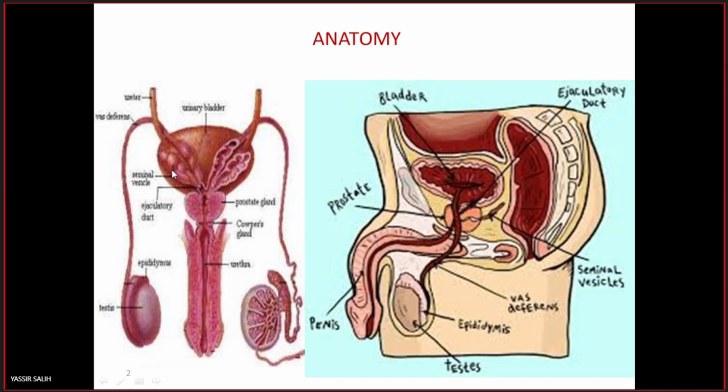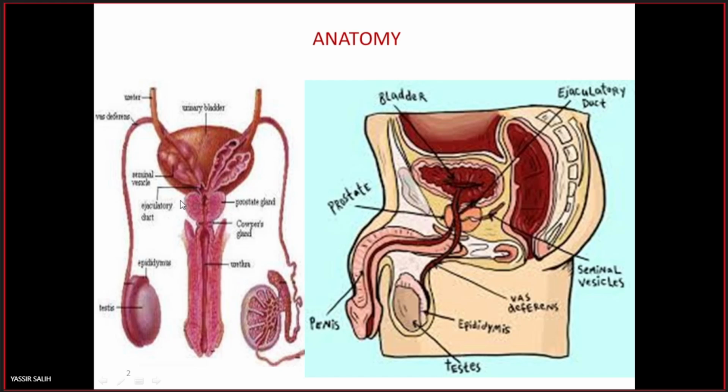As you know, there are two testicles located within the scrotum, and the epididymis, and the spermatic cord, and the prostate, and the penis. And we are going to focus on the testis and the epididymis and the prostate.